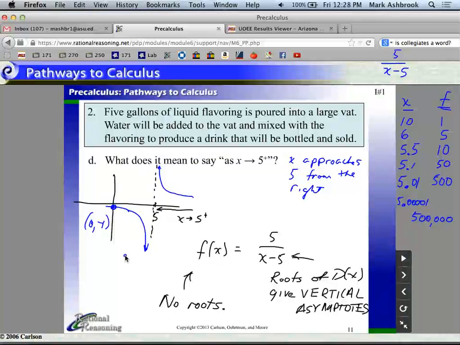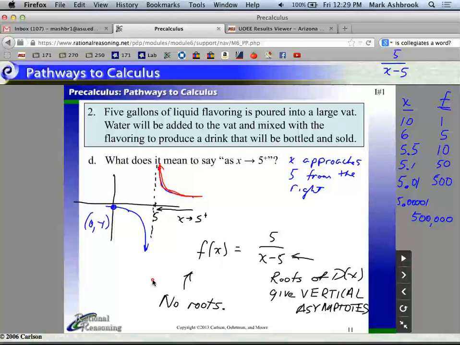Everything to the left of 5 in the context doesn't make sense. But just looking at this function, 5 over x minus 5, we can assume values of x less than 5. With the drink context, this function only makes sense here because if you've got 5 gallons of flavoring, you can't have less than 5 total, right? So only the red makes sense in number 2, but just as a function, 5 over x minus 5, we could also look at what's happening over here. Okay, questions on that?